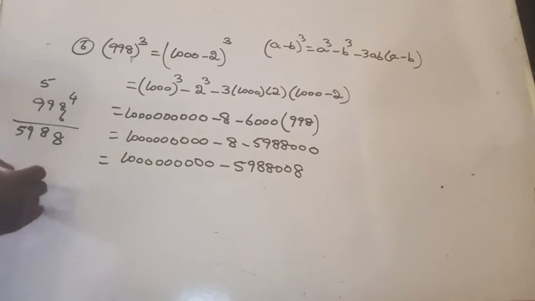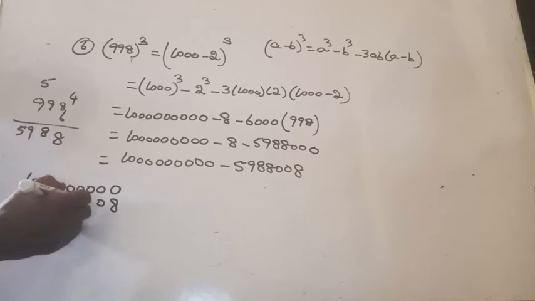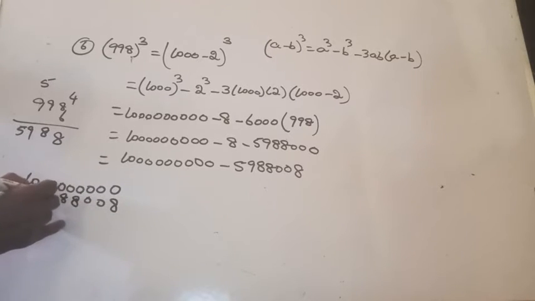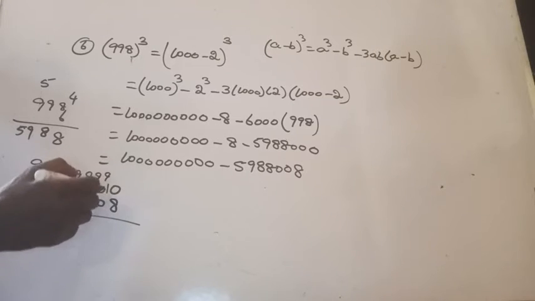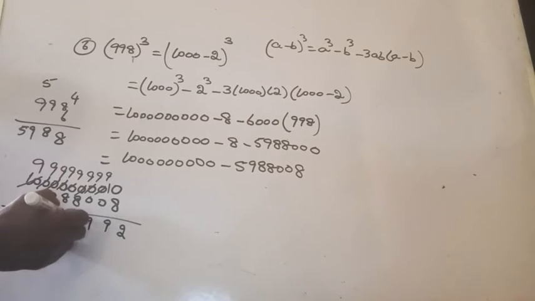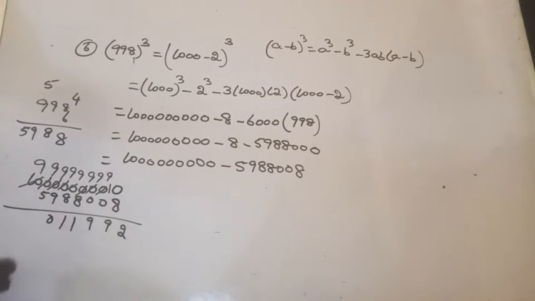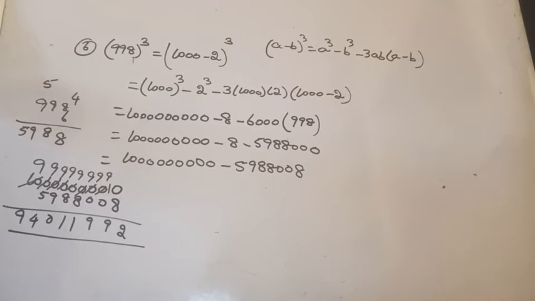Now again subtract. How many zeros? 9 zeros. 4, 5, 6, 7, 8, 9. Here 8, 0, 0, 8, 8, 9, 5. Now it's 9, 9, 9 here, 9 here, 9, 9, 9, 1. 10 minus 8 is 2, 9 minus 8 is 1, 9 minus 8 is 1, 9 minus 9 is 0, 9 minus 5 is 4, then it is 9. Am I right here? Yes.